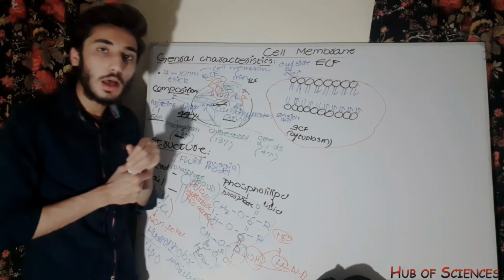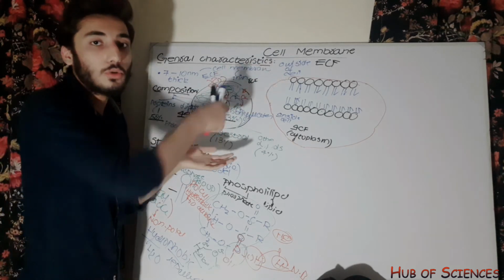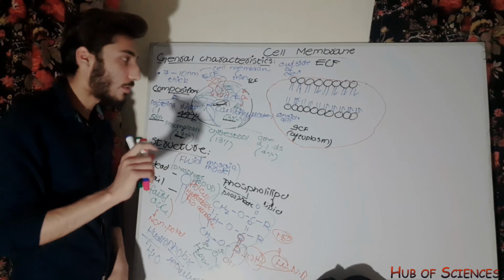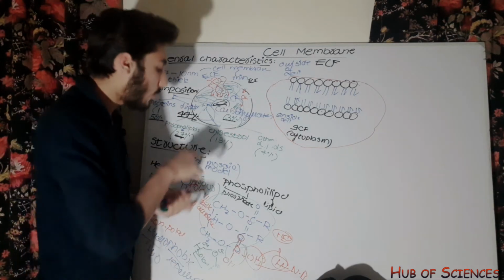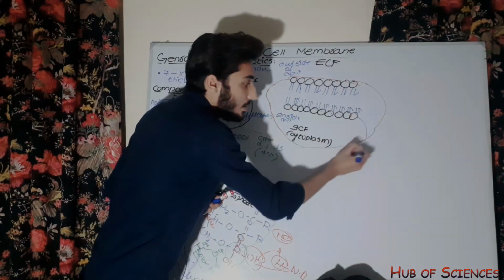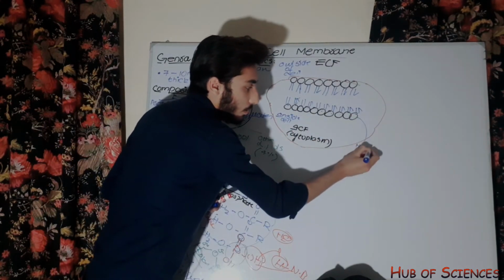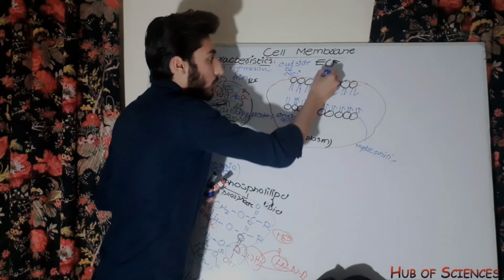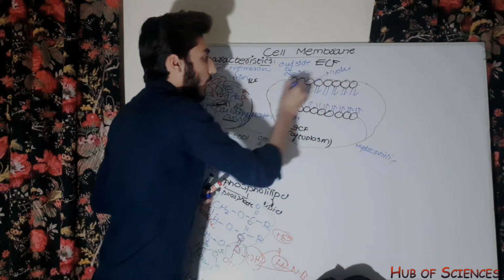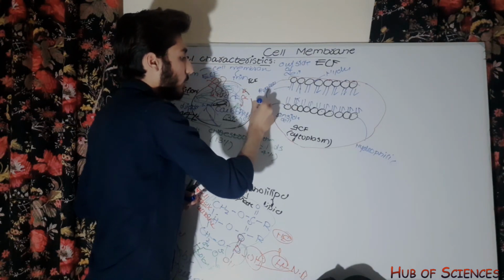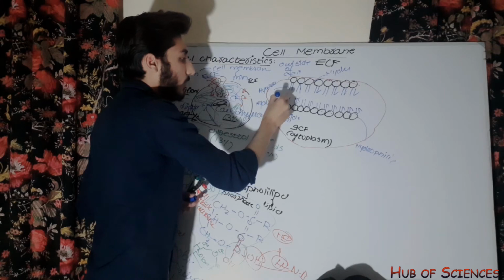What is the purpose of the heads lying towards the ECF or ICF? Why can't the tails lie towards the ECF or ICF? The general concept is that we already discussed that the heads are hydrophilic, meaning they may be soluble in water, while the tail is hydrophobic. This tail is hydrophobic, which will not dissolve in the water.